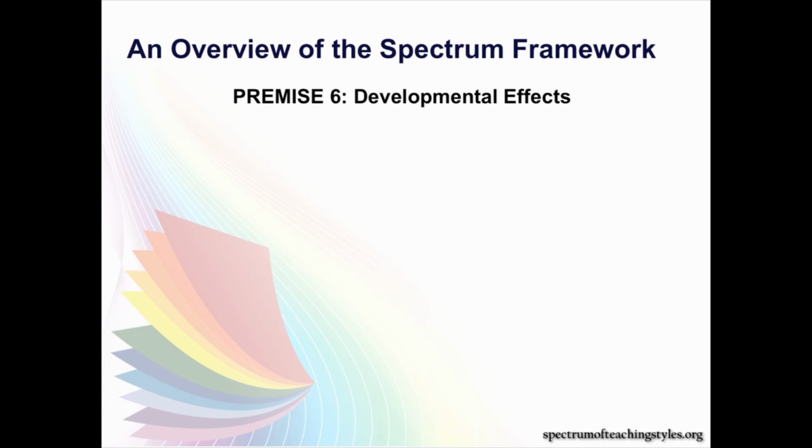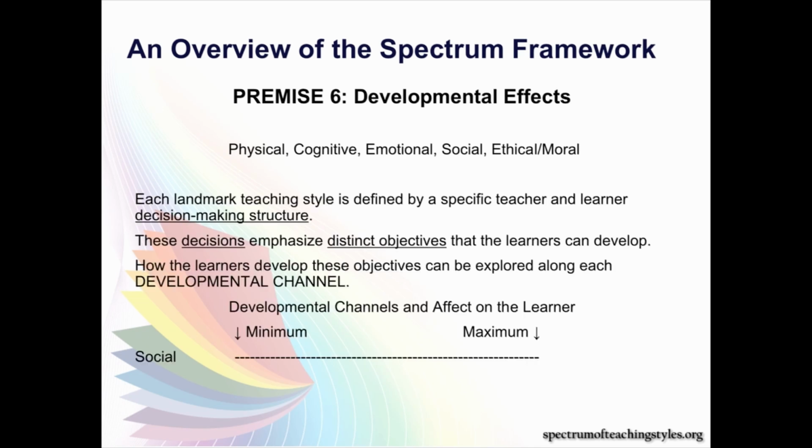Premise 6, the developmental effects or developmental channel. Mosston and Ashworth identify 5 developmental channels: physical, cognitive, emotional, social, and ethical-moral. These channels can be used to examine how the decision-making structure in each teaching style impacts the learner.